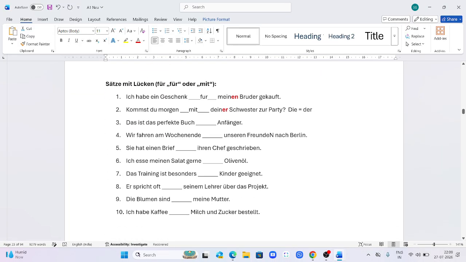Okay, have you done this exercise? Setze mit Lücken, für oder mit? No, no, this thing we are on there. Not done? Okay, we will do it spontaneously.